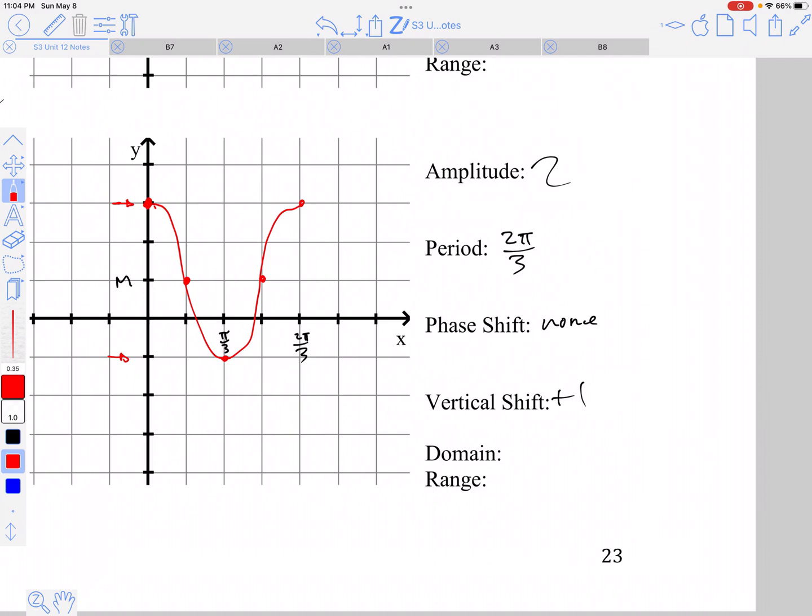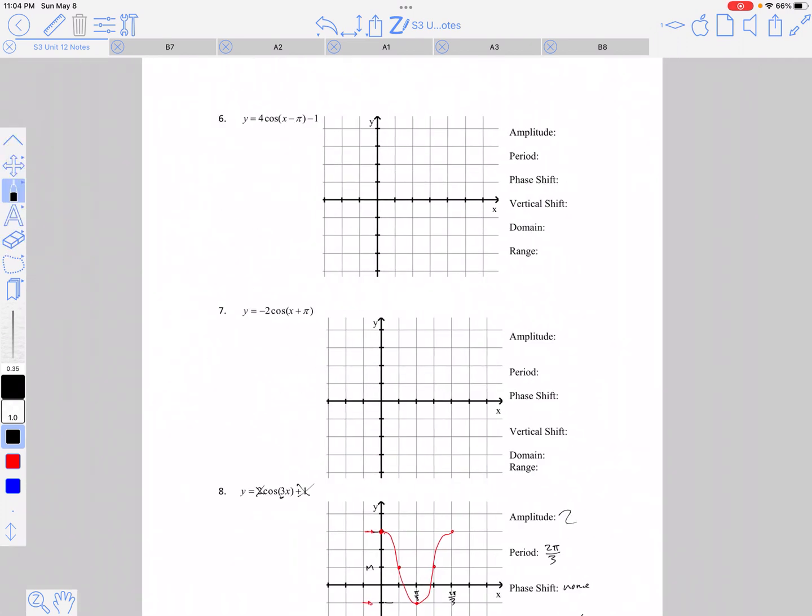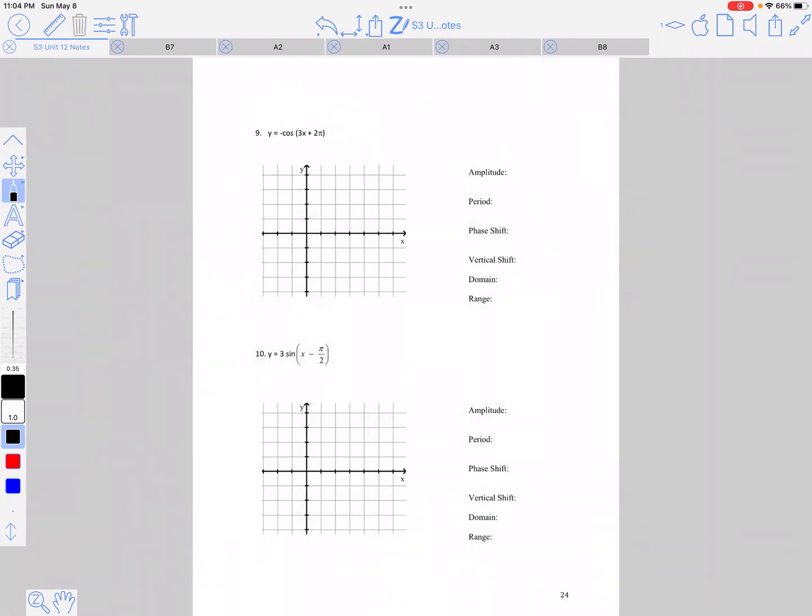Now, domain and range. This is actually going to go left and right forever. So negative infinity to infinity. I stopped drawing it because I did a cycle, but it could go on left and right forever. Range is -1 up to 3. Okay, so let's look at something with a phase shift.